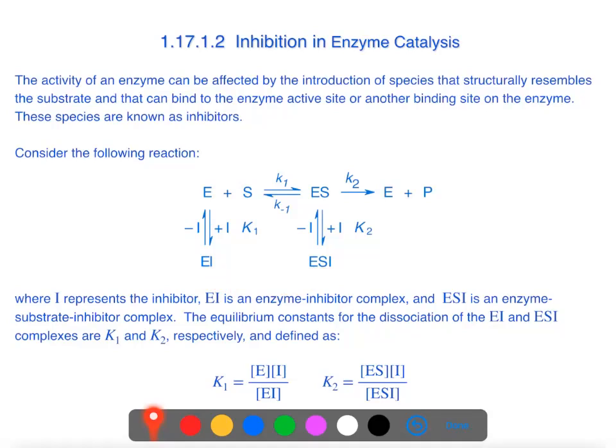Now we can define equilibrium constants for these two equilibria as dissociations, and those are shown as K1 and K2. So K1 is equivalent to the products of this dissociation, which would be the free enzyme and the inhibitor, all divided by the reactant, the enzyme inhibitor complex. And similarly, K2 can be defined as the enzyme substrate complex and inhibitor, the product of those two terms divided by the concentration of the enzyme substrate inhibitor complex.